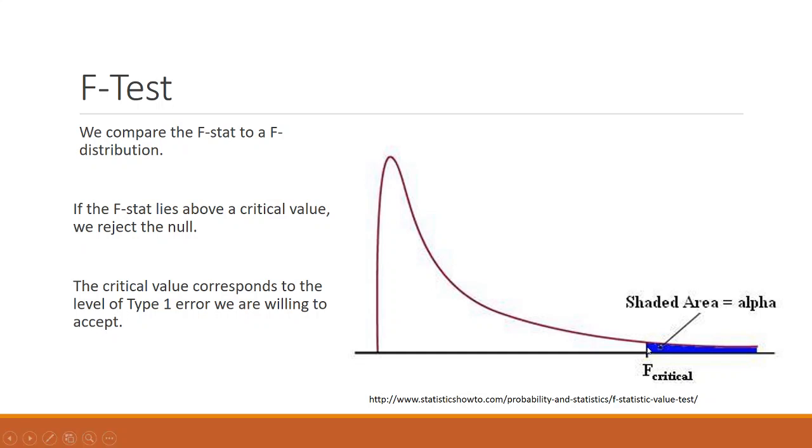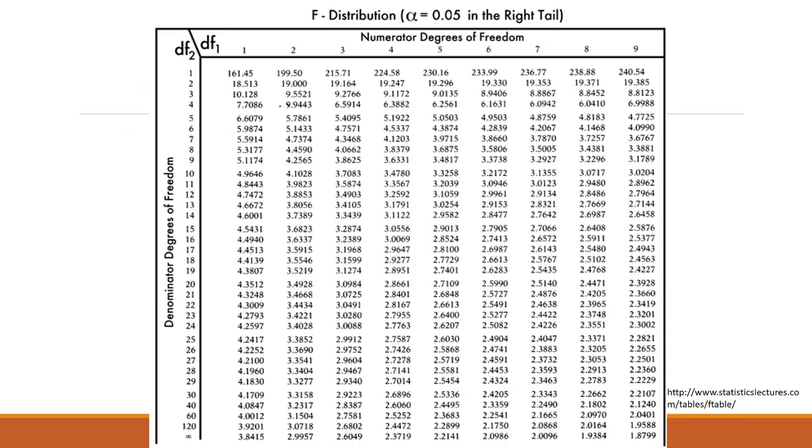The critical region is determined by your level of significance. If you impose a 1% significance level, then your F critical value will be way out here. And if you impose a 10% level, your F critical value will be here. So it works the same way as a t-test, but it's just using an F statistic and an F distribution. Now, this is an F table.